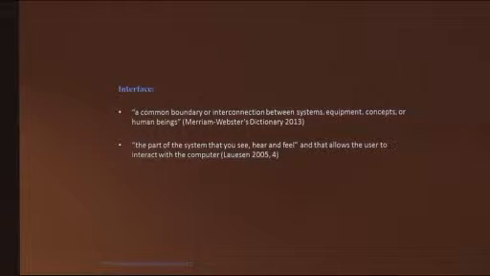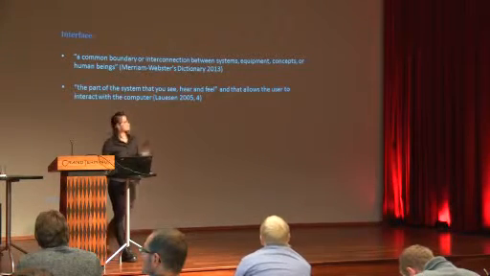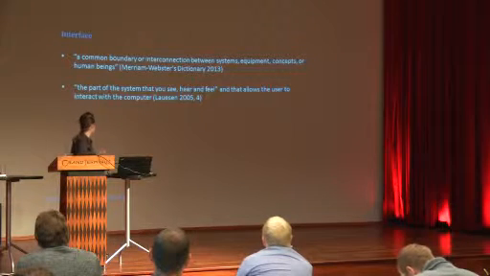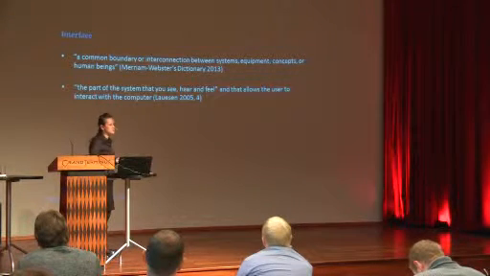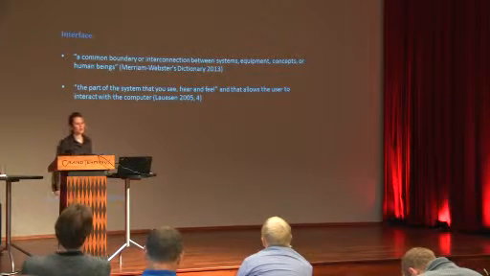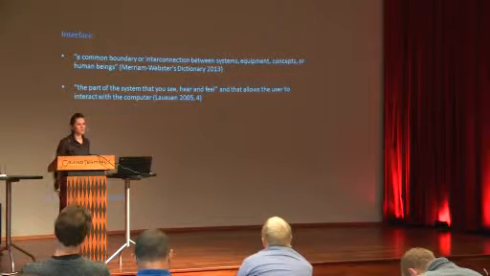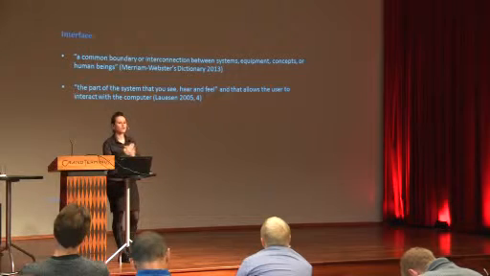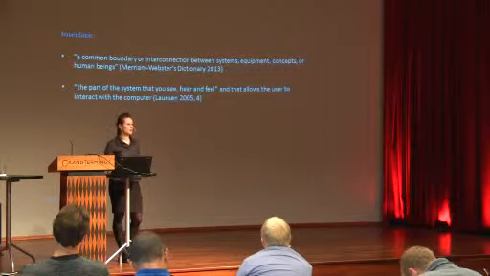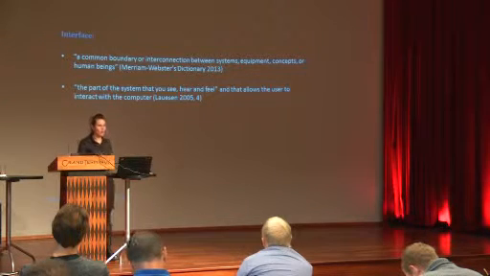If you look at it from a traditional perspective, how the literature normally looks at what an interface is, the dictionary itself, in this case the Merriam-Webster dictionary, says that an interface is a common boundary or interconnection between systems, equipment, concepts, or human beings. So it's a fairly general concept. It's just some kind of surface between two platforms. It could be a computer screen, but it could also be human skin. It could be a window or a doorway.